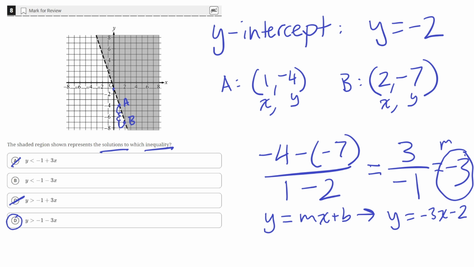B would be correct if the shaded region was below the line, because the inequality says that the shaded region includes all points where y is less than the line, but that's not the case. So D is correct.